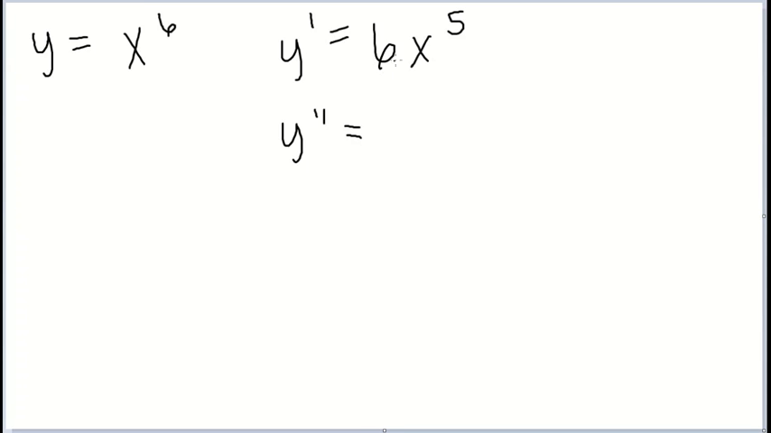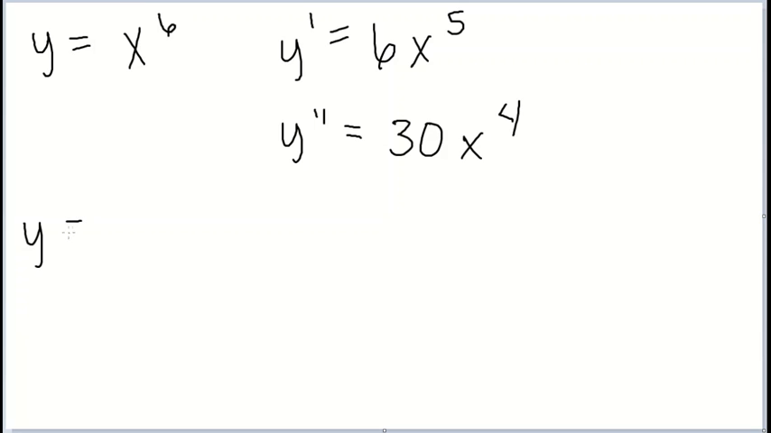So the first derivative is 6x to the 5th. And we want to take the derivative of this. So we're going to multiply that 5 by whatever's out front. So 5 times 6 is going to be 30. And then we're going to subtract 1 from our exponent. So 5 minus 1 is going to be 4. And so this right here, 30x to the fourth, is our second derivative of y. So it's just the same process if you want to find second derivatives. You just take the first derivative and then take the derivative again.